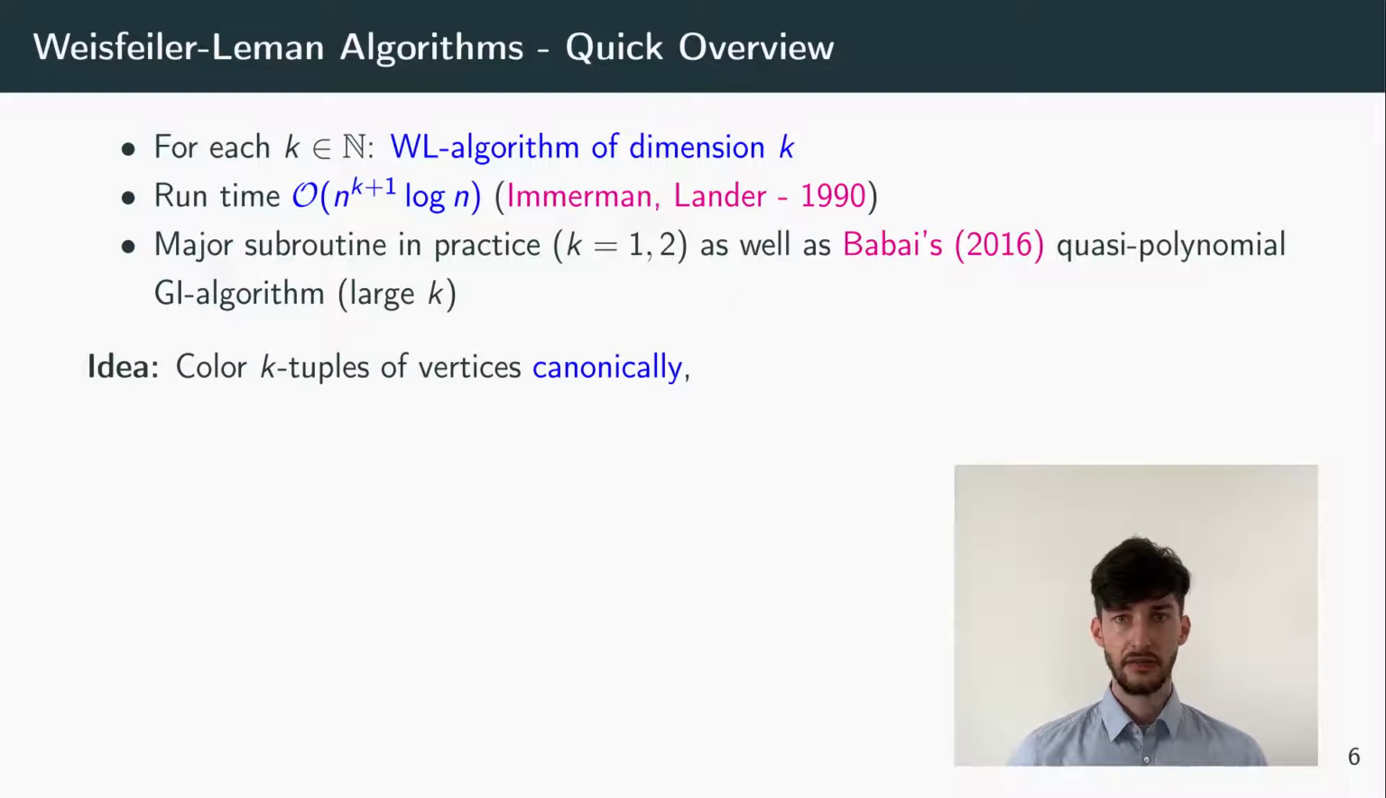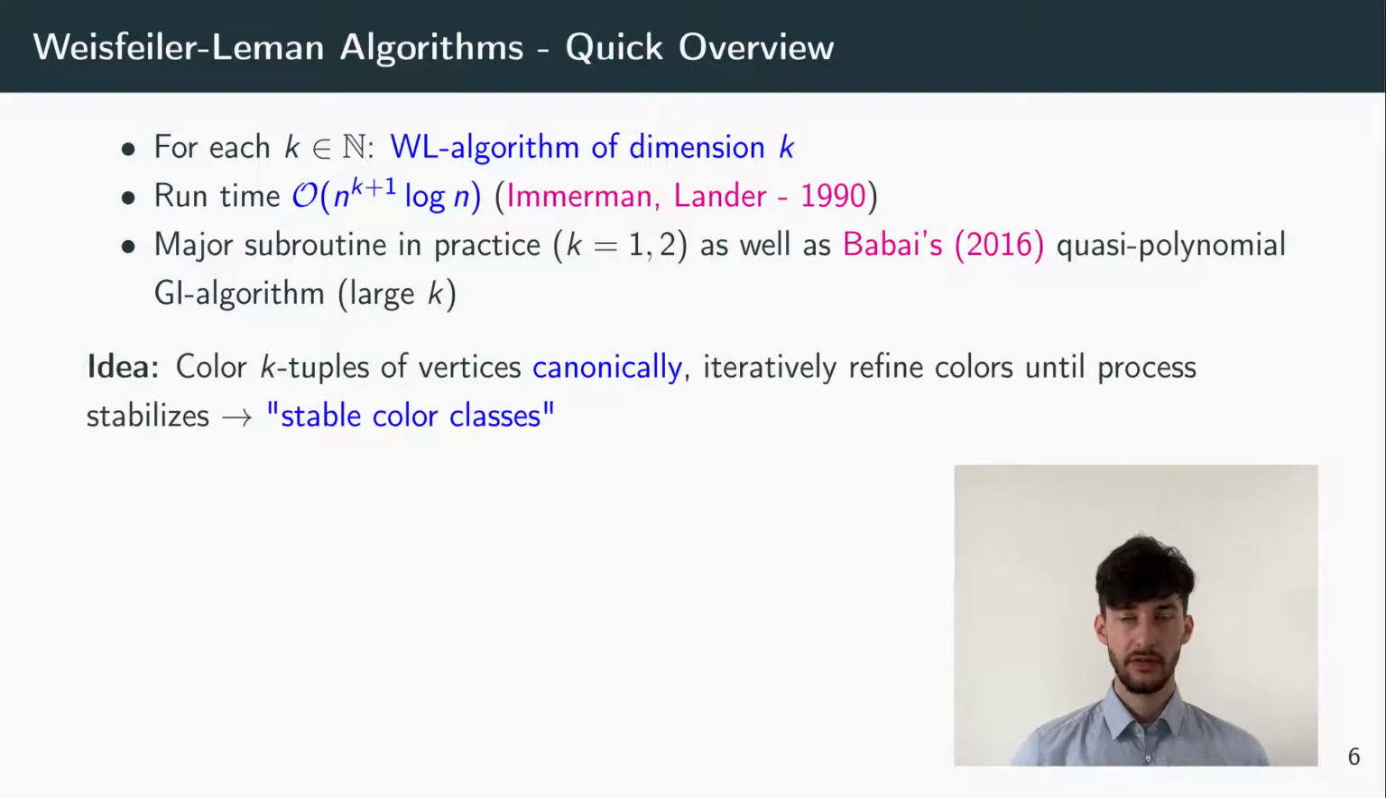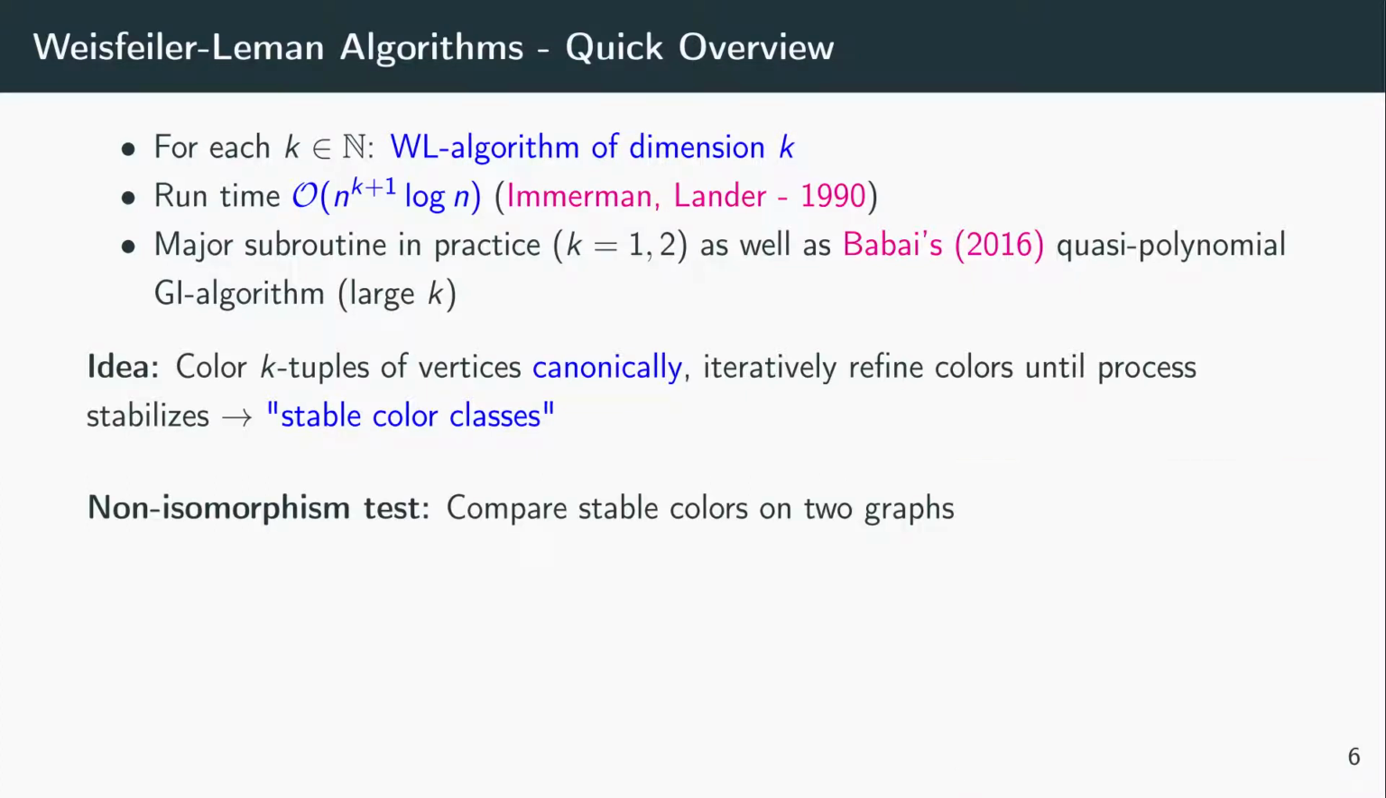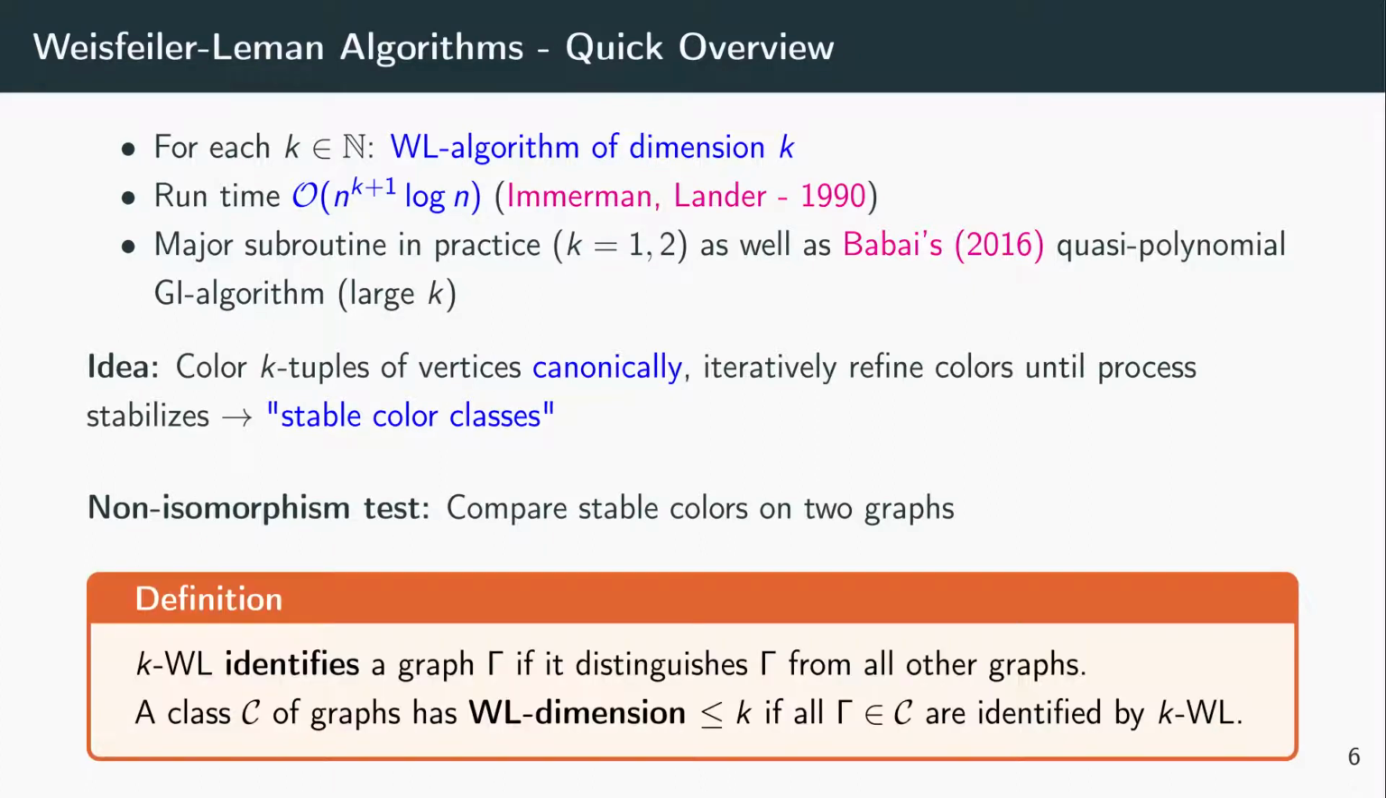The idea is to color k tuples of vertices in a canonical, that is, isomorphism invariant way, and then to iteratively refine colors until this process stabilizes, and then we obtain what is called stable color classes. And then this gives rise to a non-isomorphism test just by comparing stable colors on different graphs. And with this in mind, we can make the following definitions.